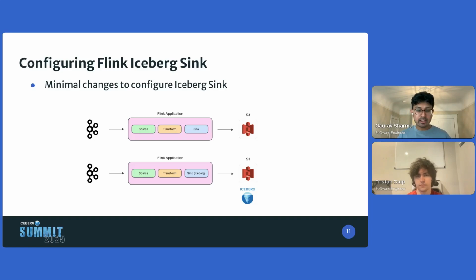You can see down below with the Iceberg Flink application, not much has changed. We actually don't need to change the source layer or the transform aspect of the data stream. The only thing that changes is the sink, right? We're writing to S3 still, but with the Iceberg format. And Flink has some nice out-of-the-box connectors for writing to S3 with an Iceberg format. So it is pretty minimal code changes needed in that aspect.